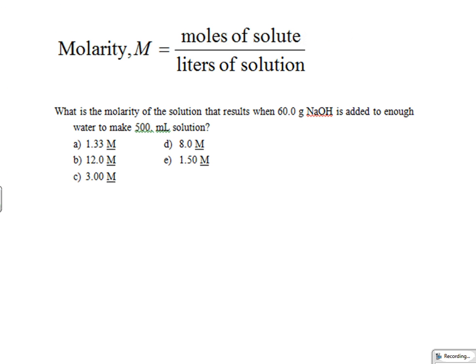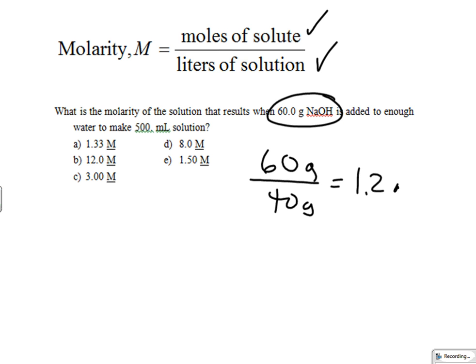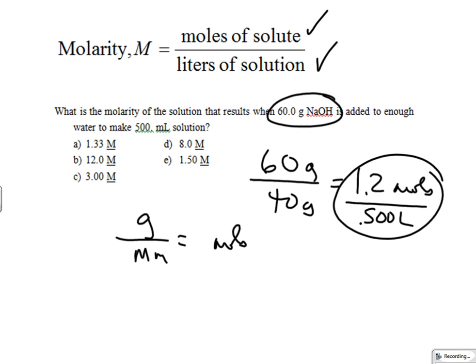That is just moles of solute on top, liters of solution on the bottom. So here's an example of asking you to calculate the molarity of something. You have 60 grams of NaOH, the molar mass is 40. So I take grams divided by my molar mass, and I get my moles right there. Then the last step is I have to divide that by 0.500 liters. Actually, that's 1.5 moles, not 1.2. So it comes out to be 1.5 divided by 0.5. The molarity of that would be 3 if that was a multiple choice question.